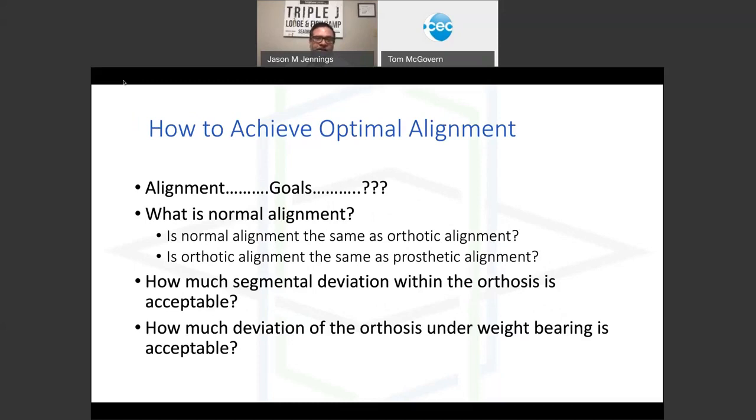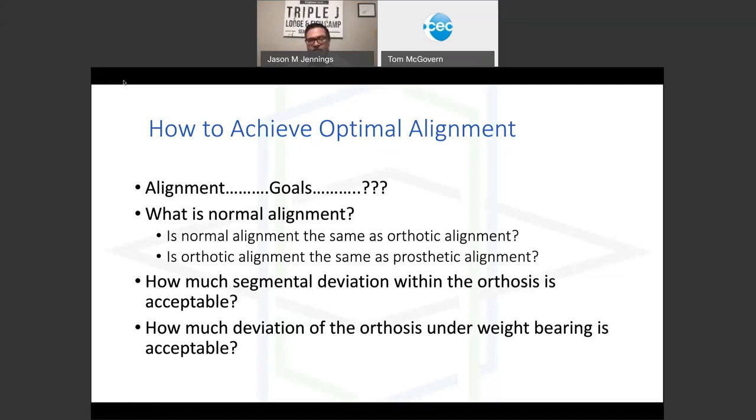So now we're going to kind of break it down into some questions that I really think need to be answered. I think I have some of these answers, but I think we also have a lot of questions, and I would really like if people would start to delve into this. So when we talk about orthotic alignment, what are our goals? First of all, what is normal alignment? And then you have to ask yourself, is normal alignment the same as orthotic alignment? And then you have to ask yourself the question, is orthotic alignment the same as prosthetic alignment?